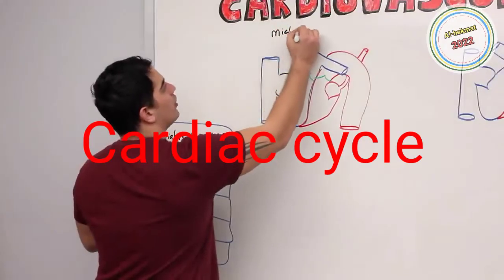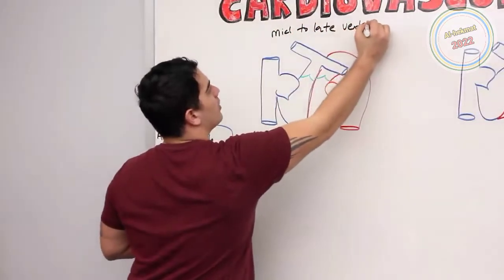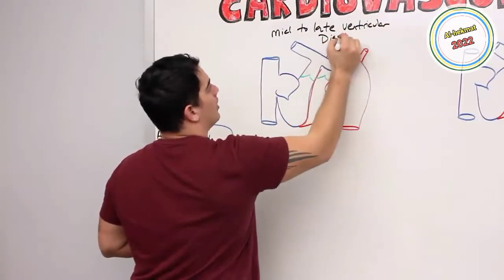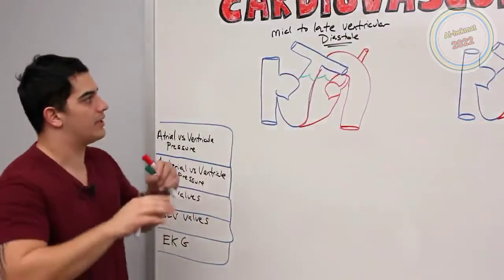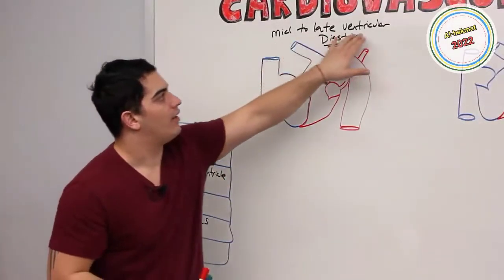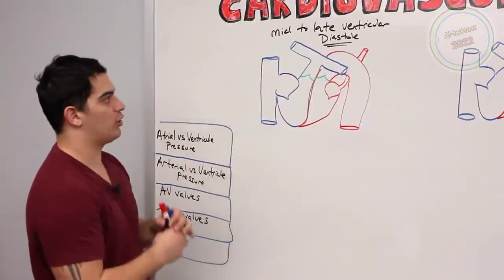Mid to late ventricular diastole. Now, what is meant by diastole? All right, diastole is defined as relaxation. So, in other words, we could say that this is the mid to late ventricular relaxation. We're in the last parts of ventricular relaxation.